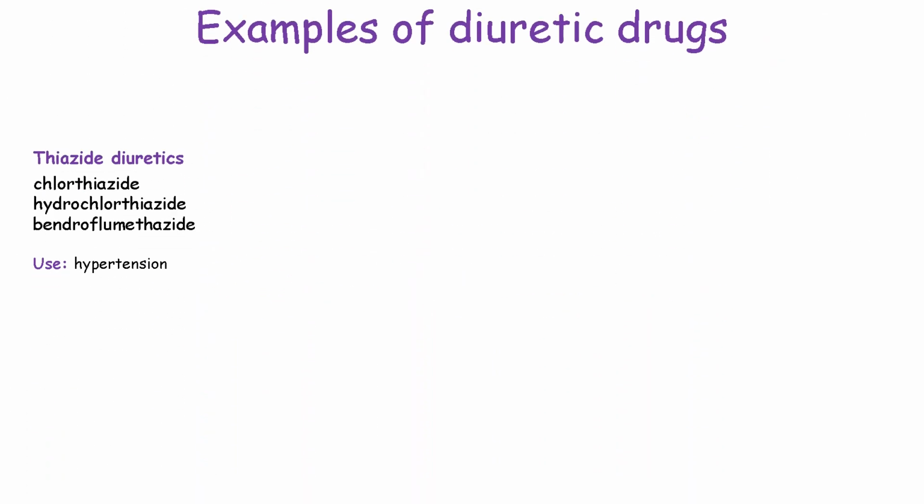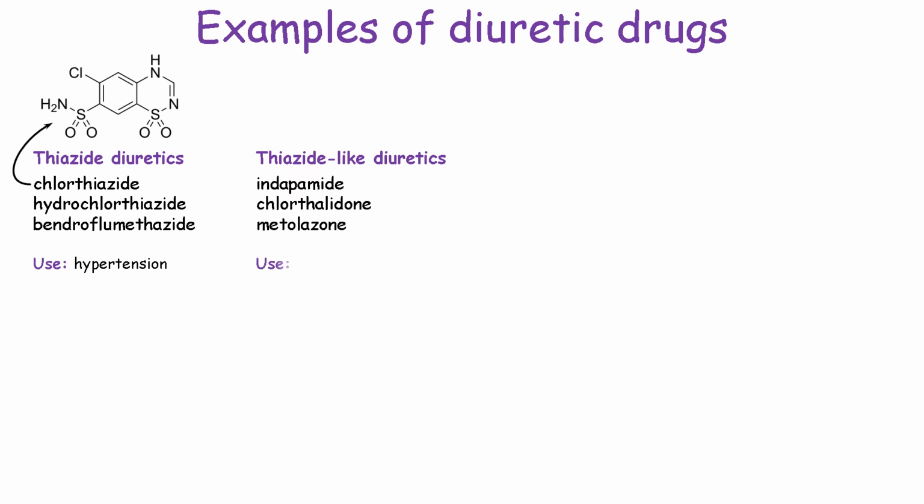The main use of thiazide diuretics is in the treatment of hypertension. They have an additional vasodilator effect that might contribute, but its mechanism is unknown. These drugs are all structurally related bicyclic molecules that contain sulfur and nitrogen atoms in one of the rings. There is a newer group of drugs that are not structurally related, but they do share the same mechanism of action as the thiazides. For that reason, they are known as thiazide-like diuretics.